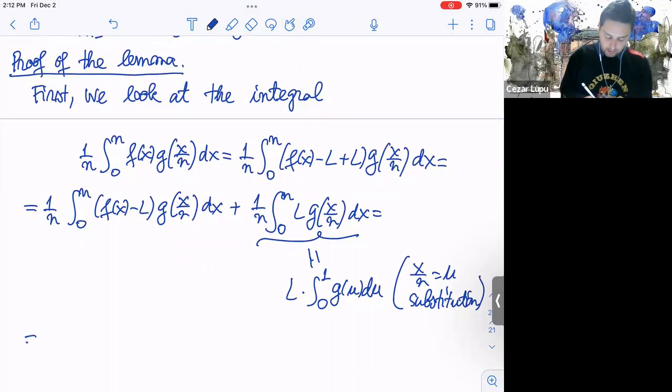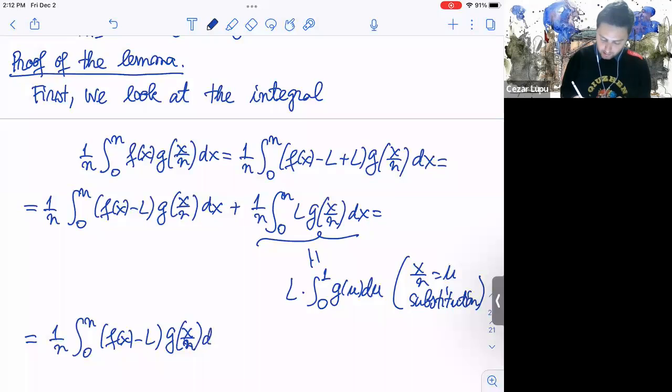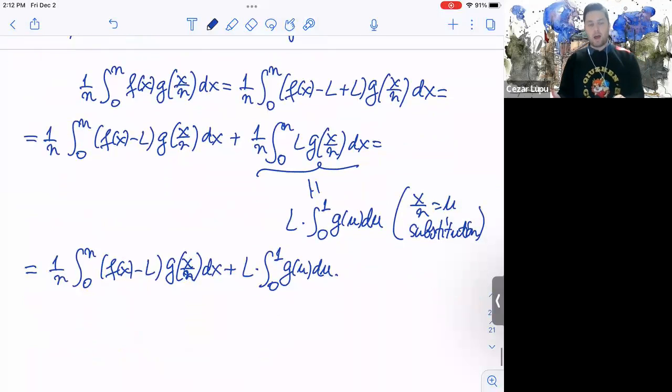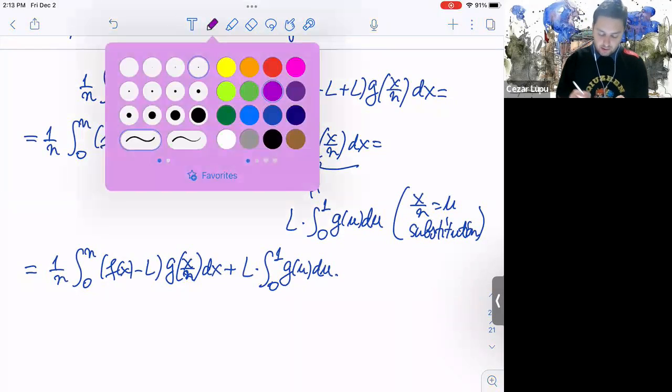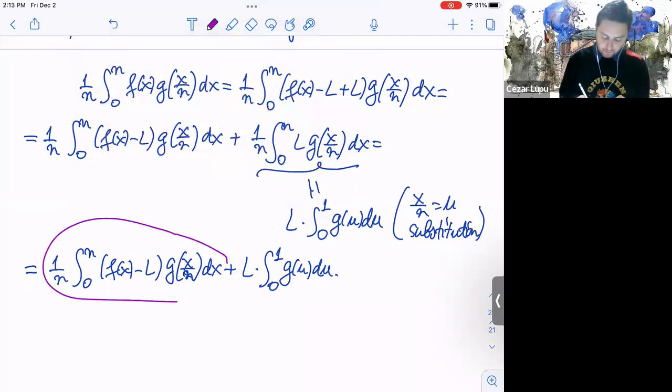So this would be nothing else. Let me just write it again. So it's 1 over n times the integral from 0 to n of f of x minus L times g of x over n dx, plus L times the integral from 0 to 1 of g of u du. Now, we need to take care of this guy. So this is the guy we need to take care of.